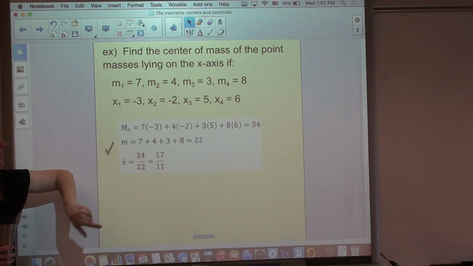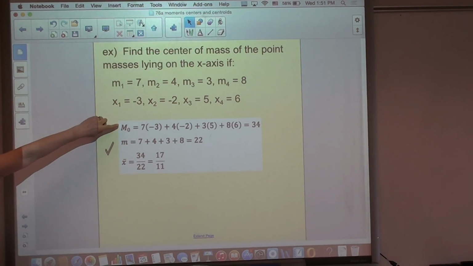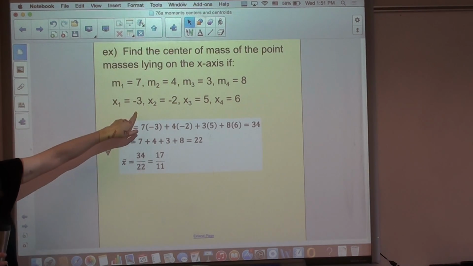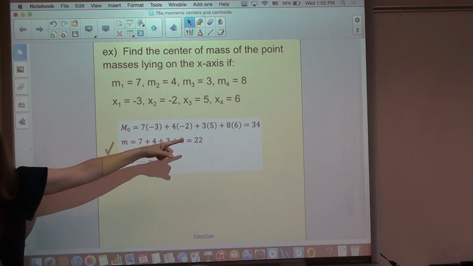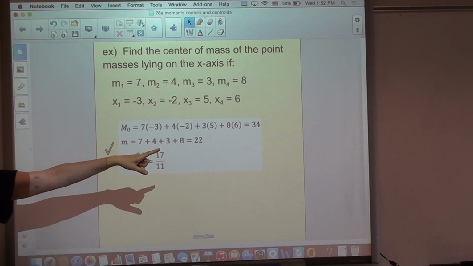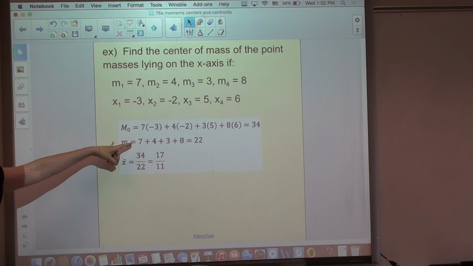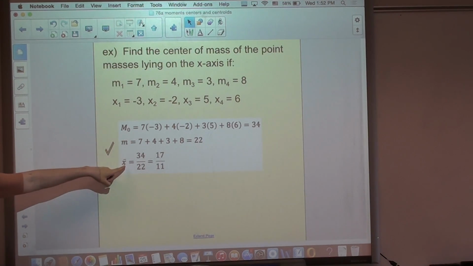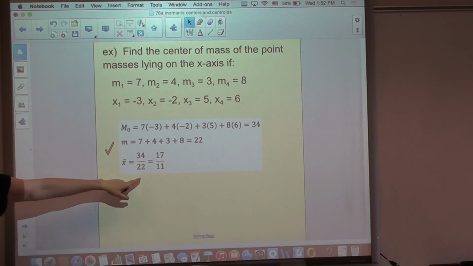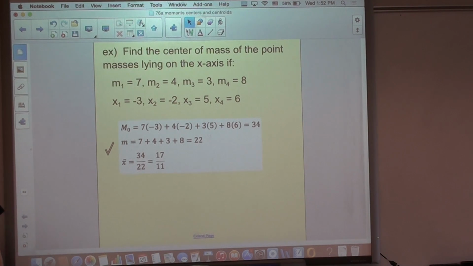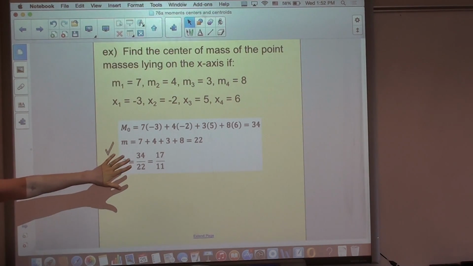Alright, so for this problem, your moment about the origin is just each mass times its x value, right? So you get a moment of 34. Your total mass is 22, so your center of mass is 34 over 22, or 17/11. Any questions on that? Center of mass on a linear system.